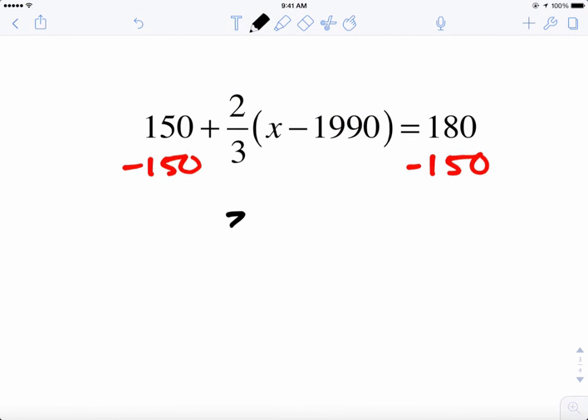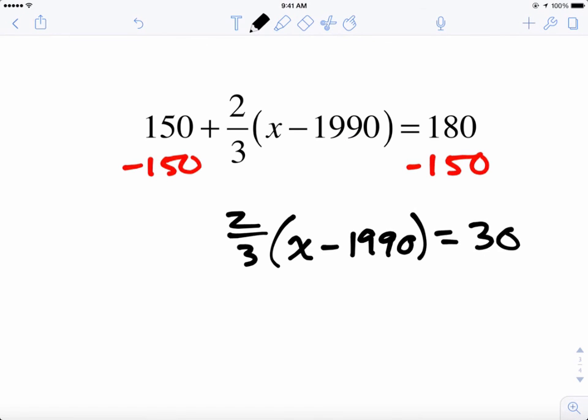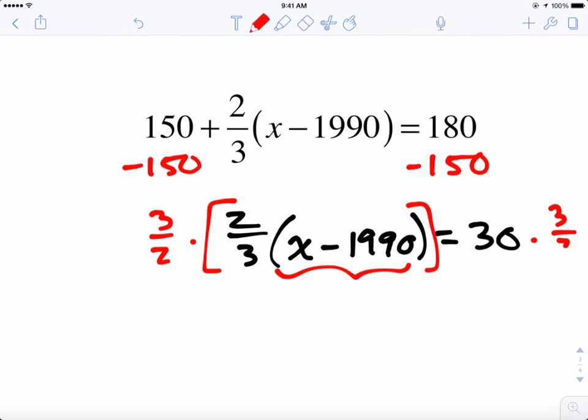We end up with 2/3 times the quantity of x minus 1990, yowza, equals, let's see, 30. Now here's my suggestion. You could distribute this 2/3. It'll work, but it's going to be so difficult. You're going to have some nasty, weird fractions going on. You know what I would do? This is a number that's being multiplied by 2/3. Instead of distributing, let's multiply the left side of the equation by 3/2 and the right side of the equation by 3/2.